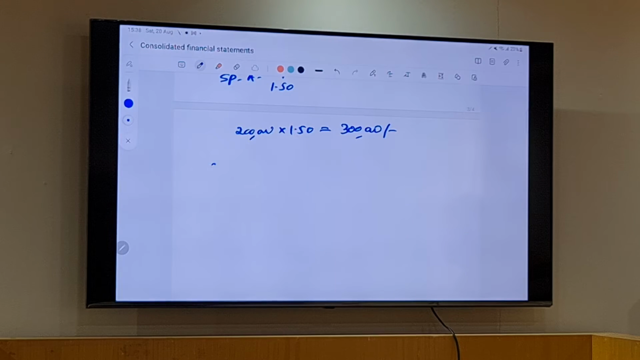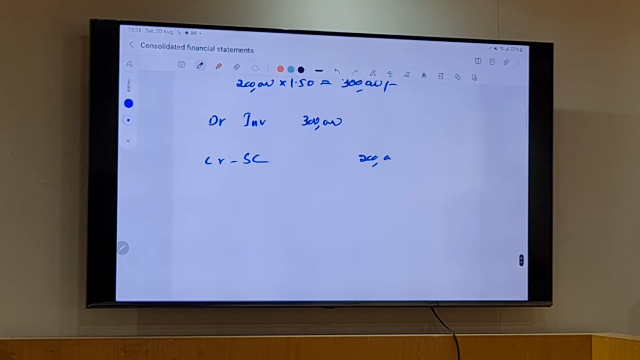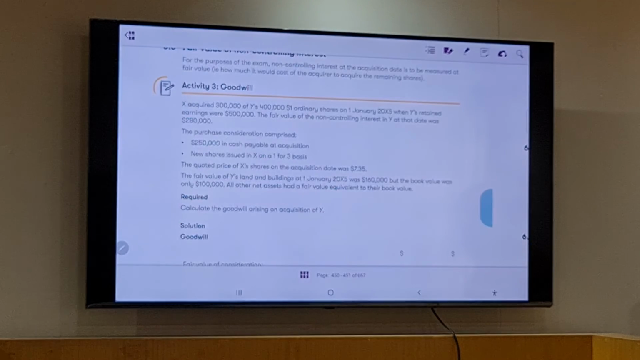So double entry, you debit investment 300,000. You credit share capital how much? Exactly, 200,000. And then you credit share premium. Clear? So now we will go to the question. Now you should be able to answer the question easily.